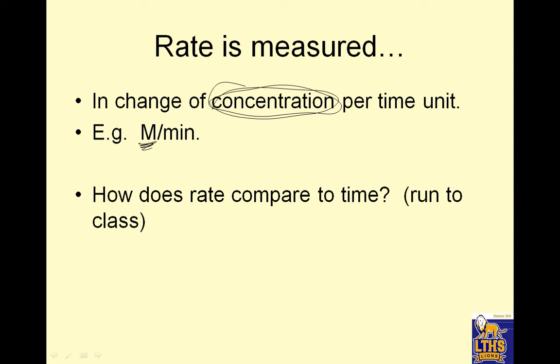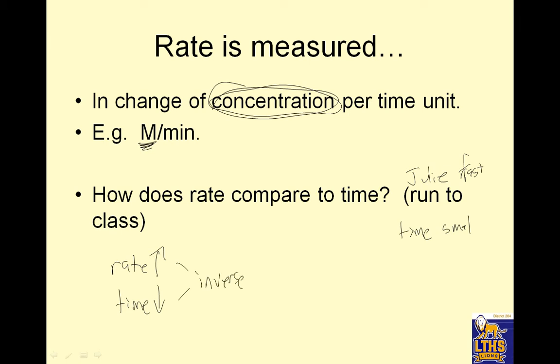Run to class. So if I am Julie, and I run fast, then my time to get there is small. So as my speed goes up, as rate goes up, as I run faster, my time to get somewhere goes down. Okay? So as rate goes up, time goes down. Those are opposites. That's called an inverse.